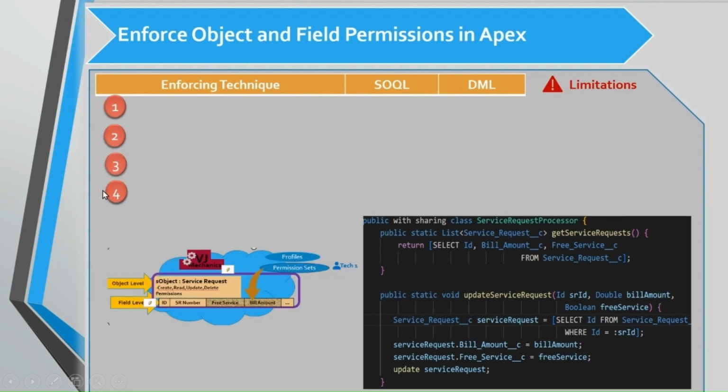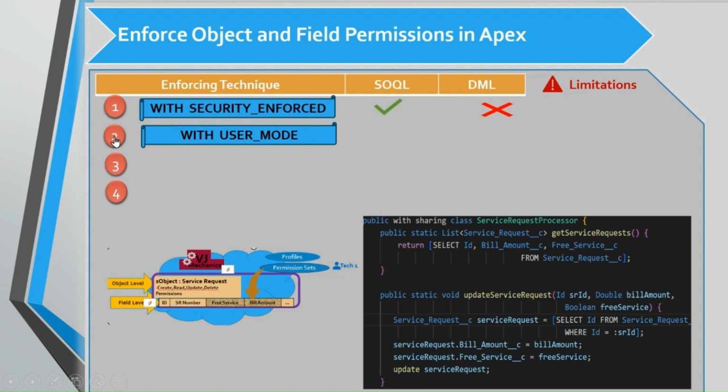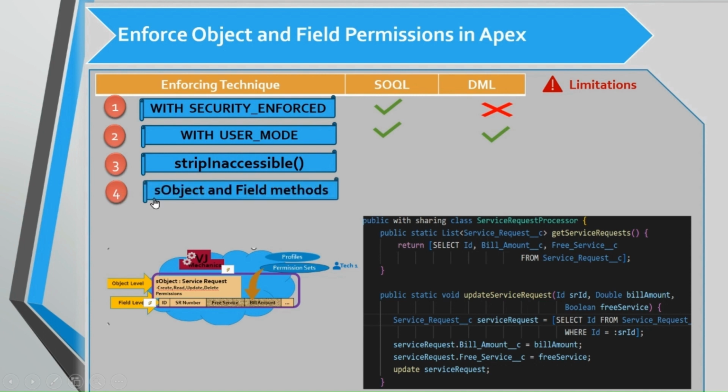In this video, we have covered two enforcing techniques for object and field level permissions, that is with security enforced, which can be applied on SOQL but not on DML, and the next one is with user mode, which can be applied to the SOQL and DML. In the next video, we will see the other two options that we have for enforcing object and field level security in custom Apex. Those are stripInaccessible and sObject and field describe result methods.